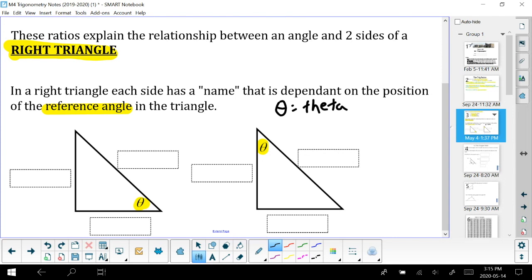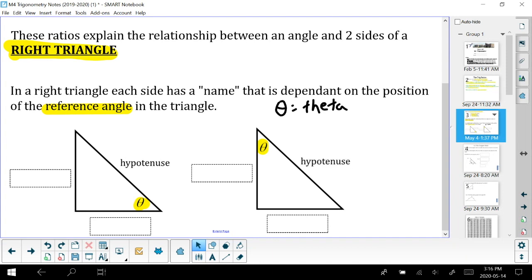Now let's talk about how we would label each side of the triangle. Well, I want to identify one side that will not change regardless of where your reference angle is, and that's going to be the hypotenuse in each case. So for the first and the second triangle, notice that your hypotenuse is going to stay in exactly the same place. Well, how do we figure out where that hypotenuse is?